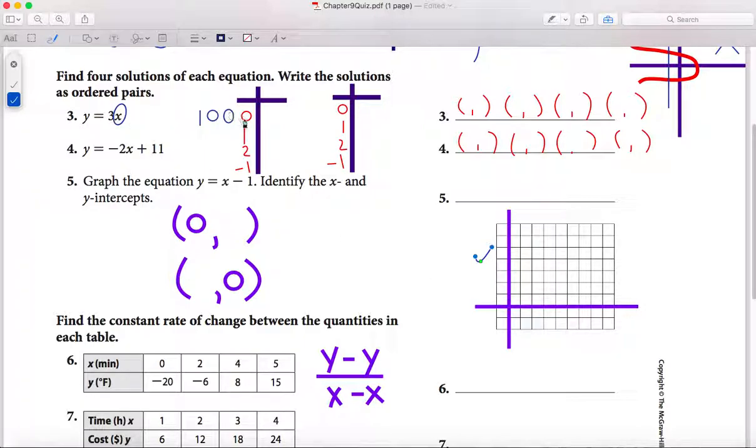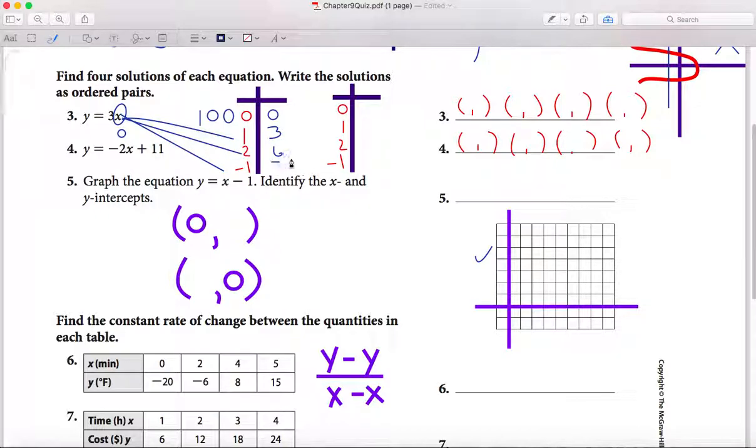So if I plug in the value 0 for x, 3 times 0 is 0. And then if I plug in the number 1 for x, 3 times 1 is 3, okay? And if I plug in the number 2 for x, 3 times 2 is 6. And so I'd write that right there. And it also says -1. -1 times 3 is -3.